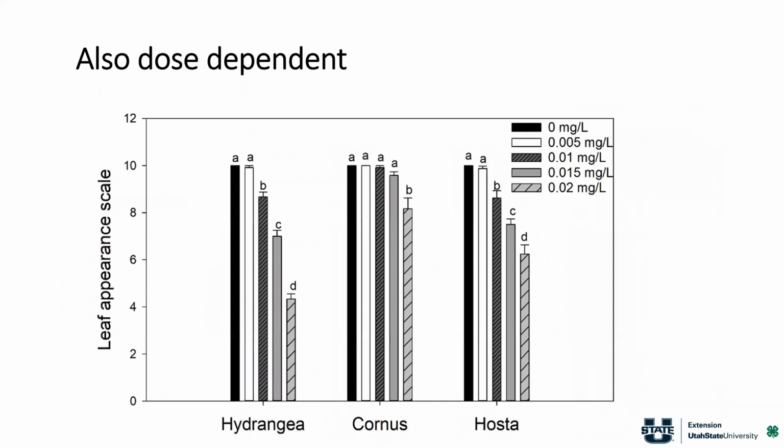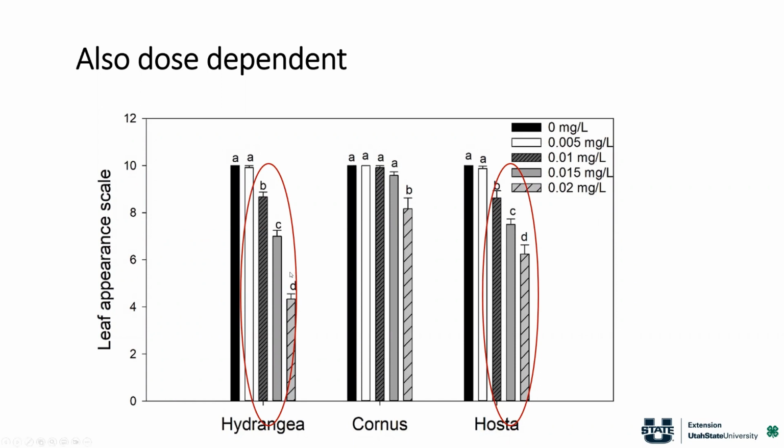Same graph, we can look at it from a different angle. Look at the dose dependence. The damage is also dose dependent. If we have 0.005 milligrams per liter, we didn't see any damage in hydrangea. But if we increase, the damage to the leaf is increasing. Same for hosta, same for cornus. So it's not only pesticide type and plant type, it's also dose dependent. How much do you apply?